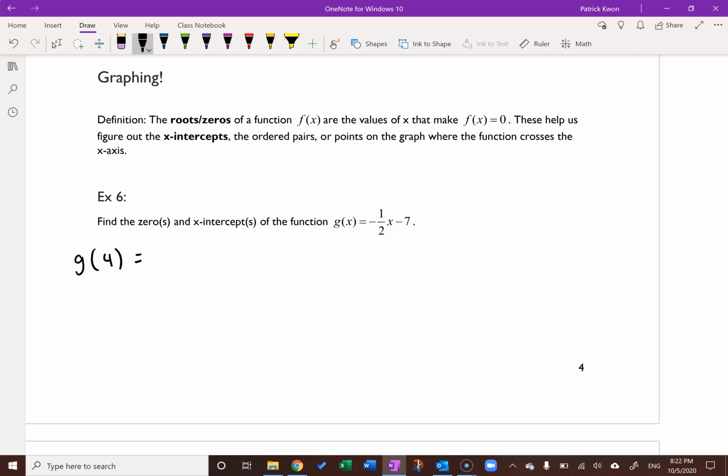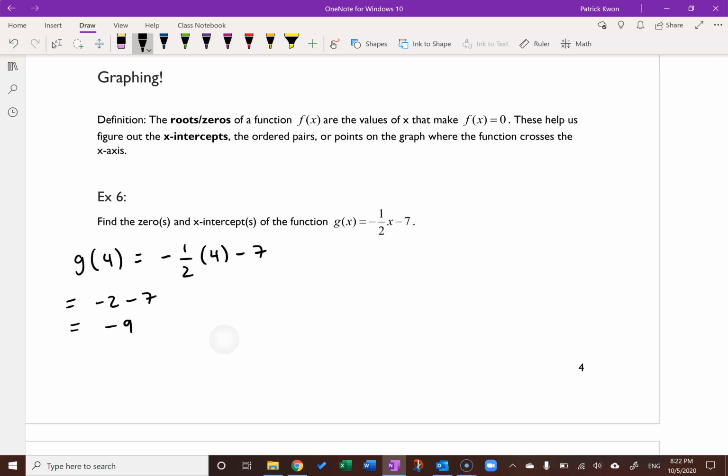Do we think that's a 0? I don't know, maybe. Let's try it and see what happens. So if I plug in 4 into my x value, then I get negative 1/2 times 4 minus 7, which equals, well, negative 1/2 times 4 is negative 2 minus 7. That is equal to negative 9. So surely enough, that is not a 0 of this function g of x.